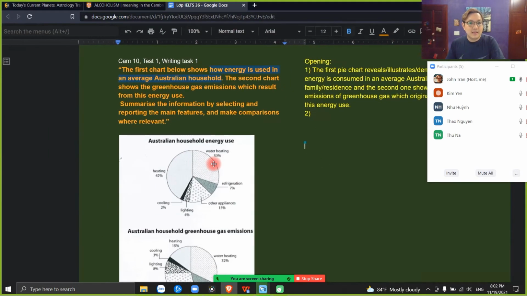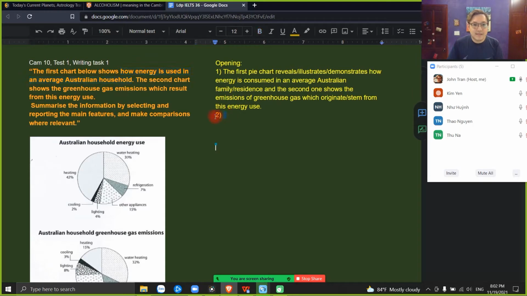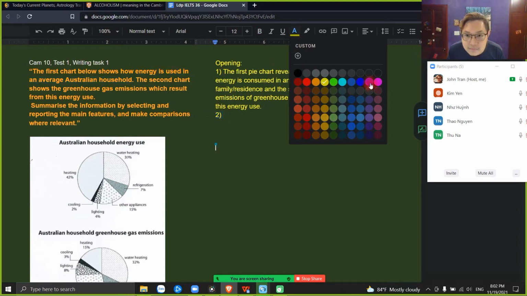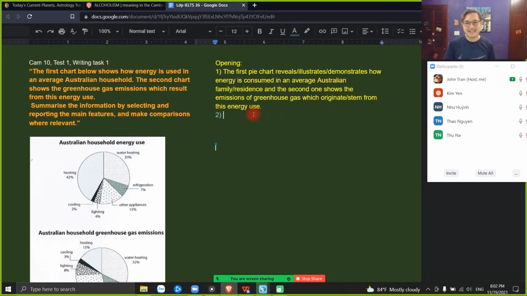And when you use passive voice, the old object becomes the new subject. Khi mà dùng thể bị động thì cái object cũ nó sẽ thành là cái chủ ngữ mới. Now I need another color, some color that I like. Okay, that's it. This color is nice. So how energy is used in an average Australian household. Okay, the main verb is now given in passive form. So it's either is or are. Nó có thể là một trong hai cái đó thôi. Is or are. Show becomes shown. Đó, bây giờ thì is show thành là is shown on the first chart. Trên cái biểu đồ đầu tiên. It's shown on the first chart.